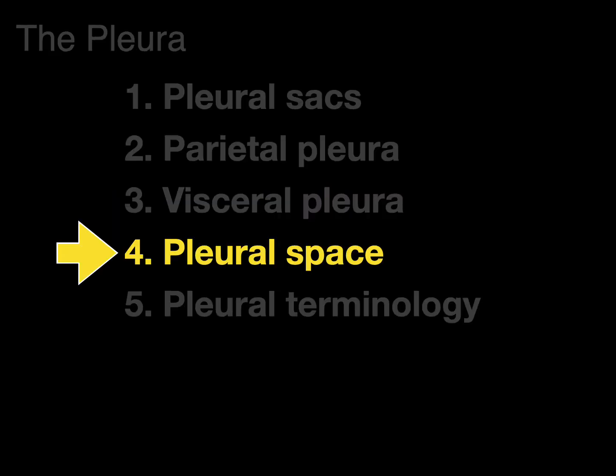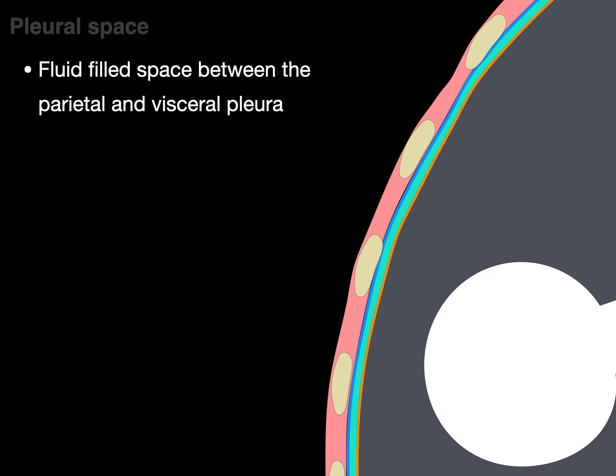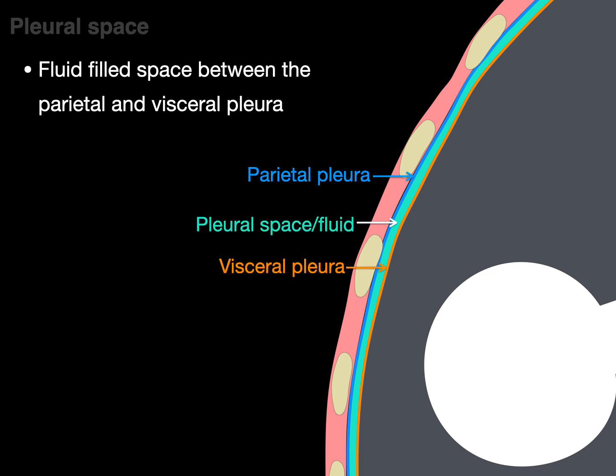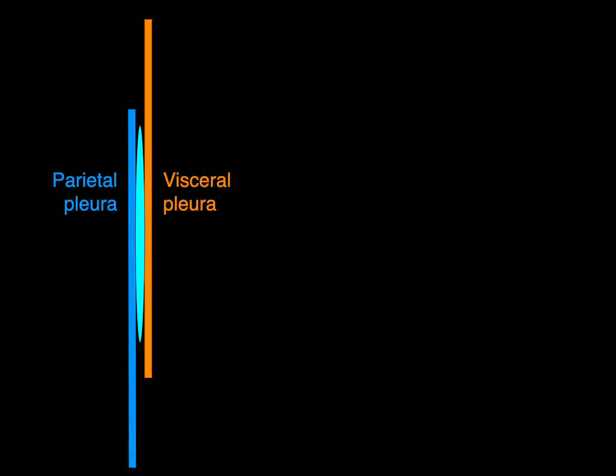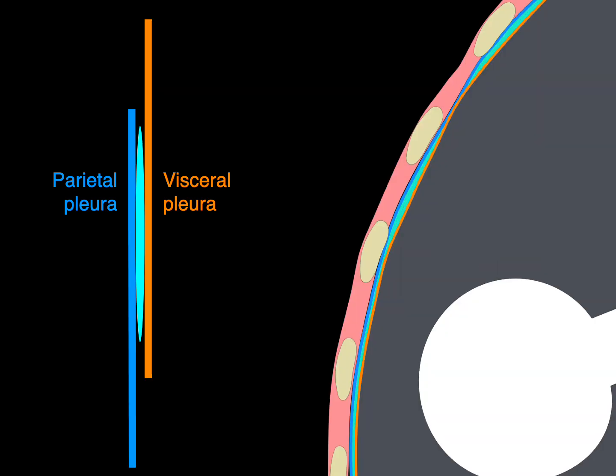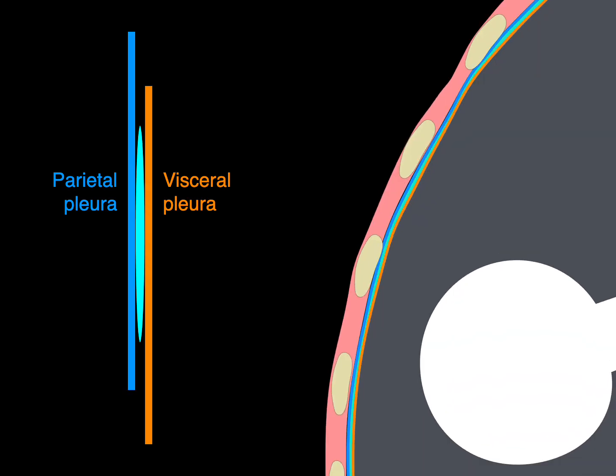The pleural space. The pleural space is a fluid-filled space between the parietal and visceral pleura. And there's like 10 milliliters of pleural fluid on each side, which is like a tablespoon, so it's not a lot. Now, during breathing, the lungs slide back and forth within the pleural cavity. Think of rubbing your hands together. To help with this, we have pleural fluid. So when you see the parietal and visceral pleura sliding on each other, like when you're breathing, and you see the ribs and lungs sliding each other, the pleural fluid helps to reduce friction.